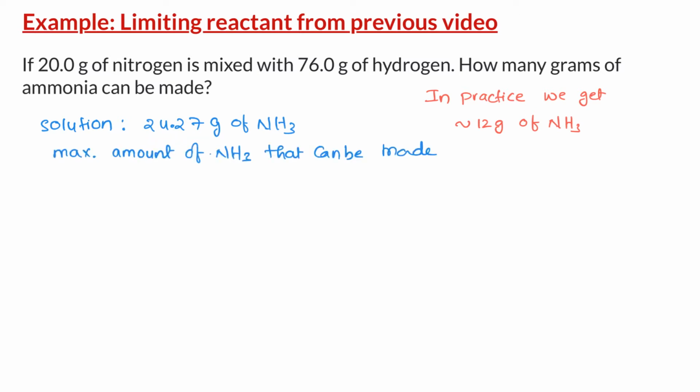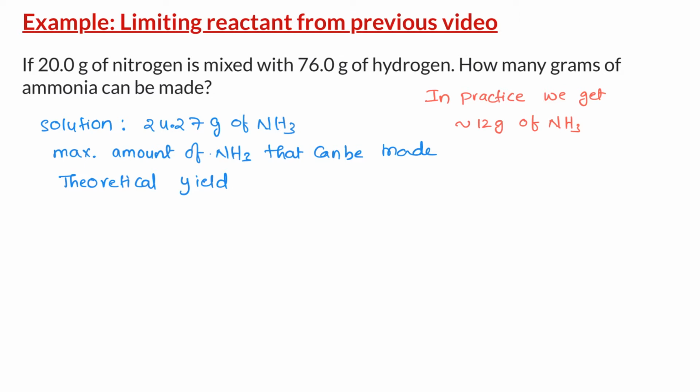The 24.27 grams of ammonia, which we calculated, is the maximum amount of ammonia that can be produced when we mix 20 grams of nitrogen with 76 grams of hydrogen. This is called the theoretical yield. That is, the amount of product based on stoichiometric calculations. When we perform this reaction in the lab, we seldom get 24.27 grams of ammonia. The mass of ammonia we get is always less than 24.27 grams.